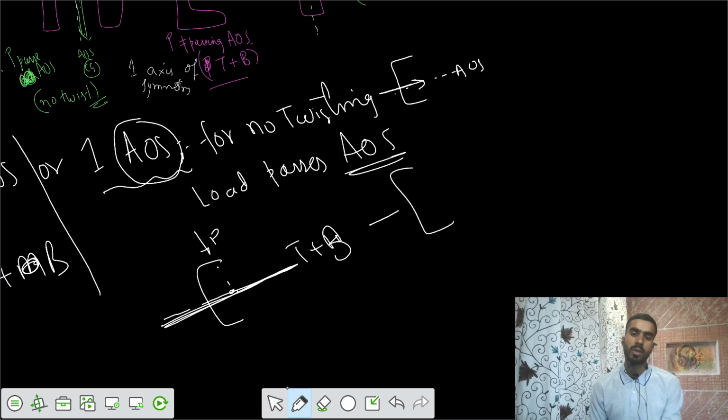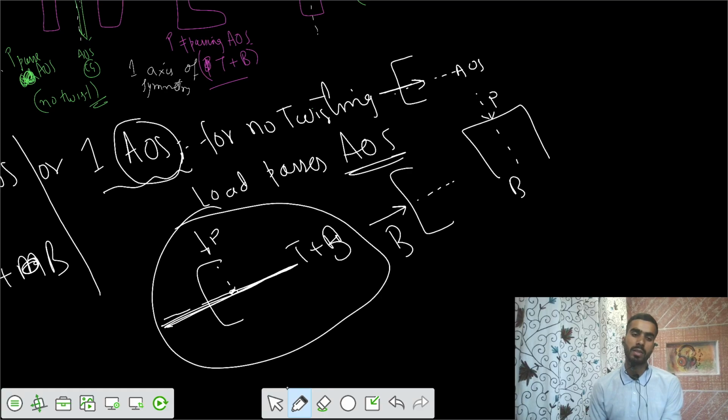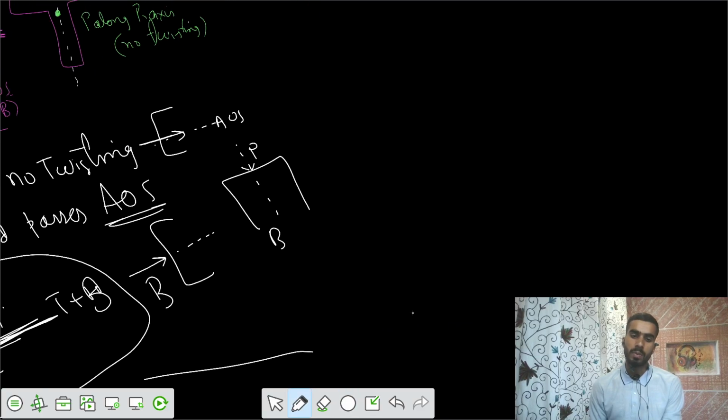And for this case, if the load was passing along this axis, I would say there is only bending. And similarly for this section, if the load passes along this way, there is only bending. But for this case, we have twisting plus bending, because the load is not passing along the principal axis, but it passes through the CG. For the other two cases, the load is passing through the CG and also through the principal axis.